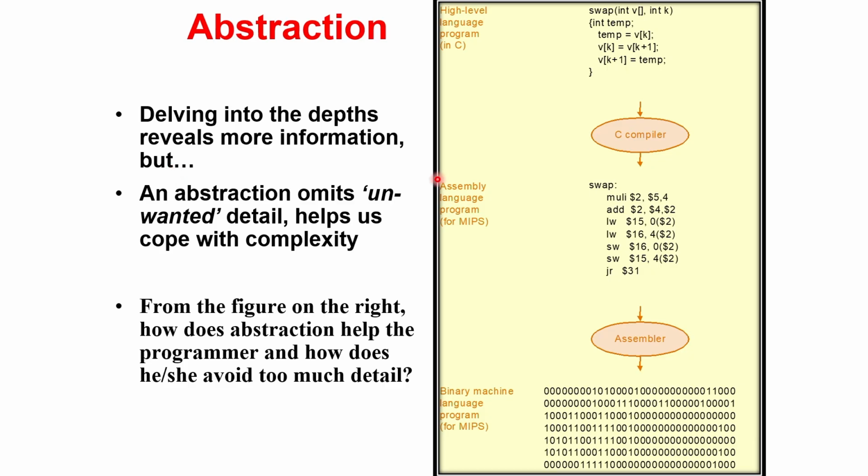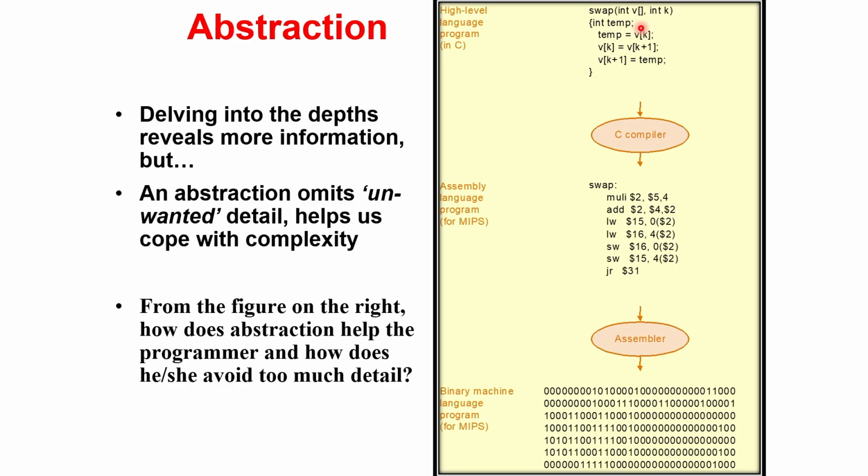Let's look at the figure on the right to see how abstraction helps a programmer. At the highest level, we have a high level language program written in the C language. This code is readable and uses familiar constructs like variables and functions. Here we have a simple swap function that exchanges two elements in the array.